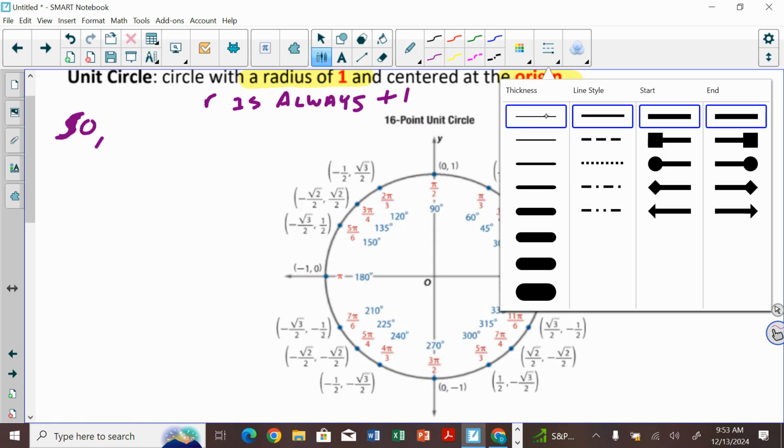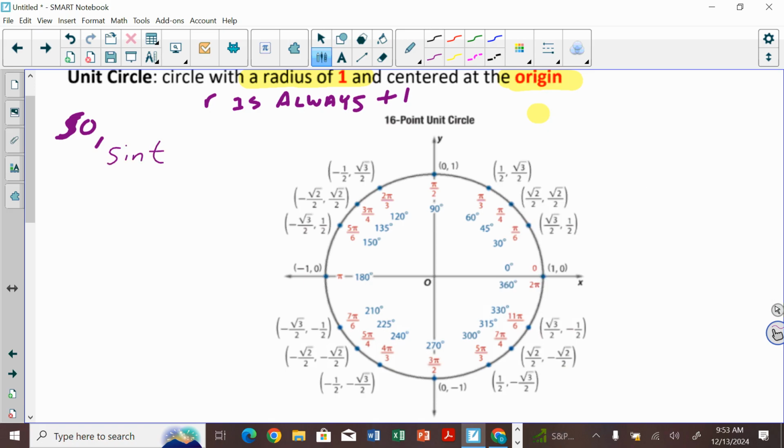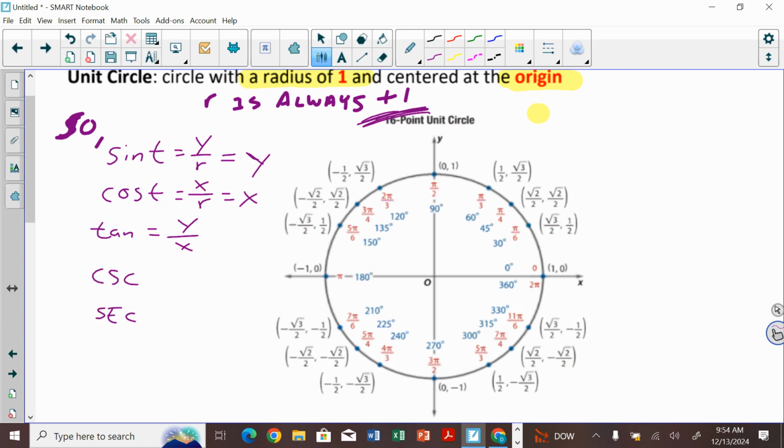Okay, so we know that sine of t, they give us t, is equal to y over r. But because r is always 1, we can basically just say that sine t is y, because it's going to be something over 1. Same thing can be said for cosine of t, right? So cosine of t is x over r, but basically it's just x because we know r is equal to 1. Tangent is going to be a little bit different, because tangent is still y over x, so we can't really change that. We'll have to have a ratio. And the other 3 are just the reciprocals of those again.